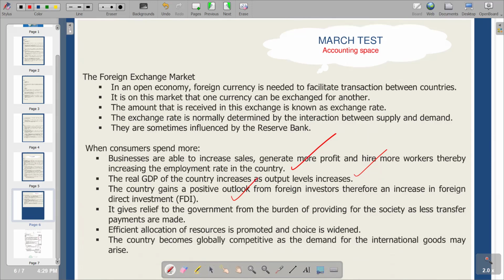It's going to be a relief on the government, as an increase in consumer spending is going to lead to higher collection of revenue, and then we are going to have fewer unemployed people in the country. So the unemployment benefit will now be given to a lesser number of people. So it lessens the burden. The efficient allocation of resources is promoted and choice is widened. The country becomes globally competitive as the demand for international goods may arise. Those are some of the positives that we can deduce from consumer spending.